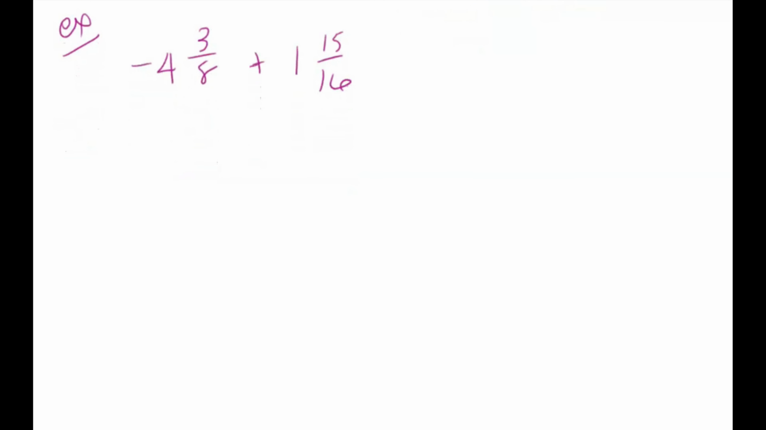First off, I'm going to change it into improper fraction. From here on out, I change everything to improper. They're just going to be easier to work with. Okay, so remember it's 8 times 4, which is 32, plus 3 gives me 35/8. And then over here, 16 times 1 is 16, plus 15 is 31 over 16. Now I need a common denominator. So of course that's going to be 16, and all I have to do is multiply top and bottom by 2. And then multiply across.